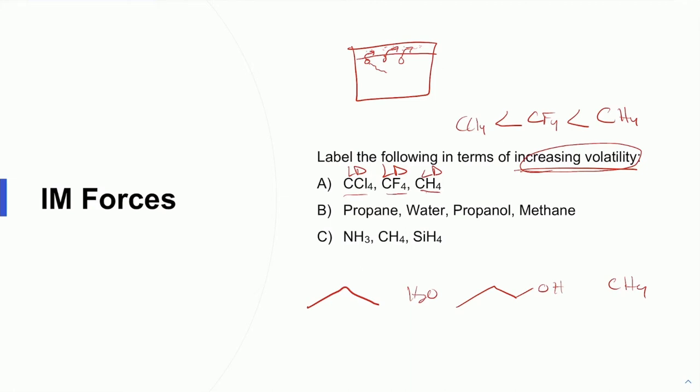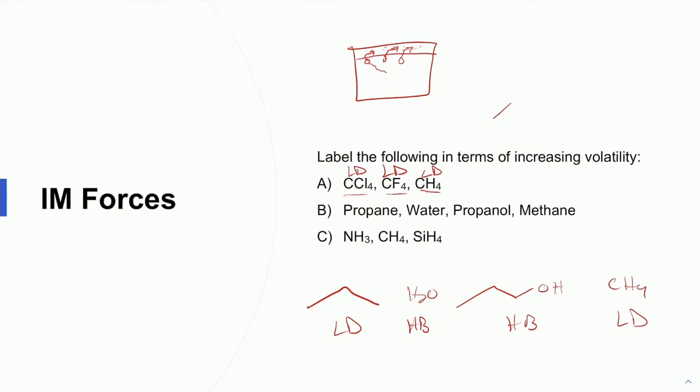Now, I'm going to label the most dominant intermolecular force on each one. This is a nonpolar molecule because it's just carbons and hydrogens. This is hydrogen bonding. This is also hydrogen bonding. And this over here is London dispersion. Okay, so now in terms of increasing volatility, let me use the less than sign again. Now I've got four substances, so I'm going to have three of these less than signs. I'm going to look at the weakest intermolecular force first. And so I'm going to compare London dispersion with London dispersion.